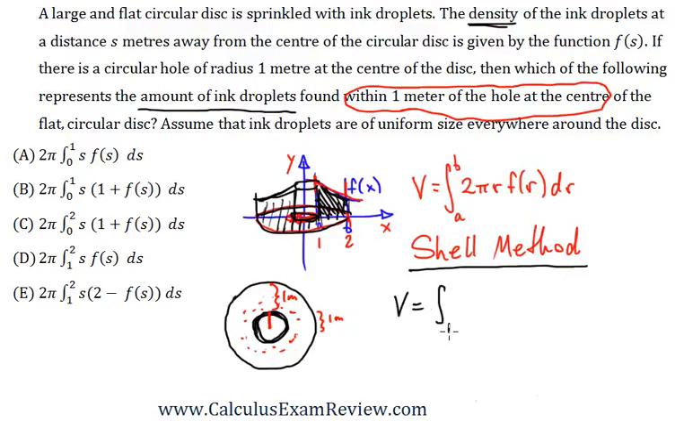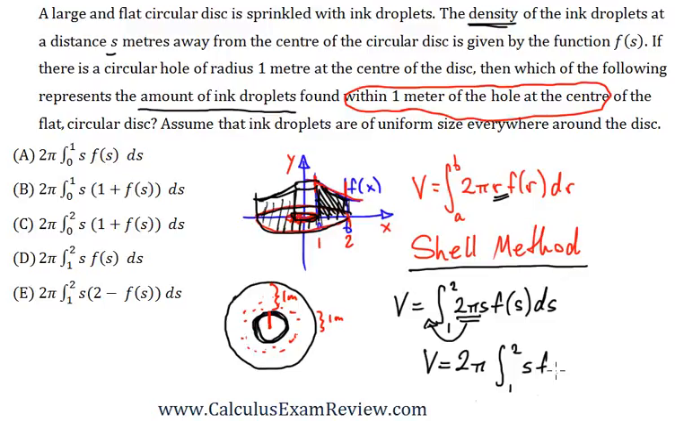So we go from 1 to 2, 2 pi r. Now our radius here, we were calling it s instead. Then we get just f of s ds. Okay, so then of course you can bring out the 2 pi since those are constants. So the volume would be 2 pi integral from 1 to 2 of s f of s ds. So the answer is D, and that's it.